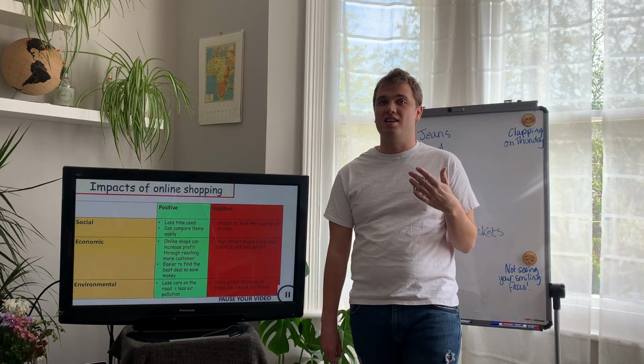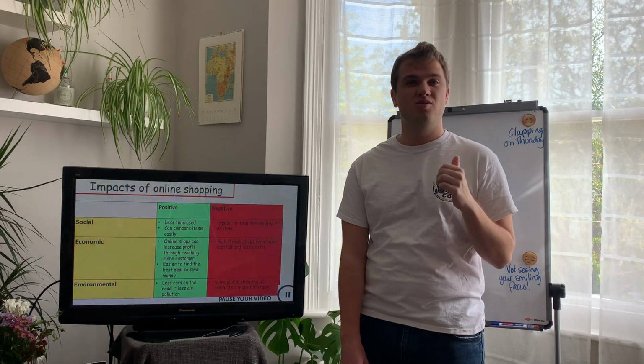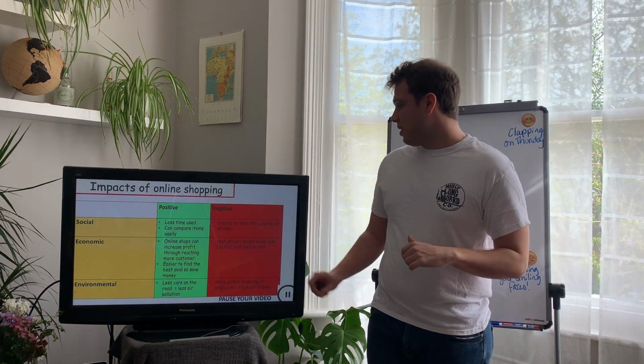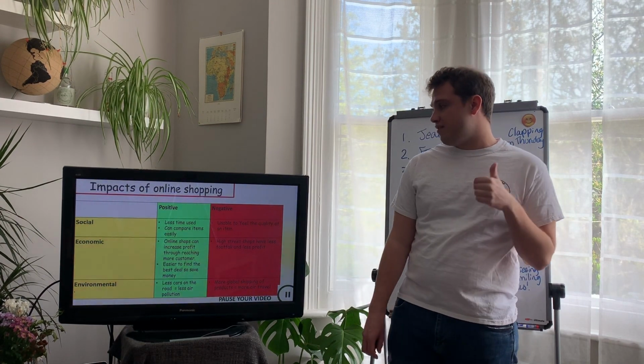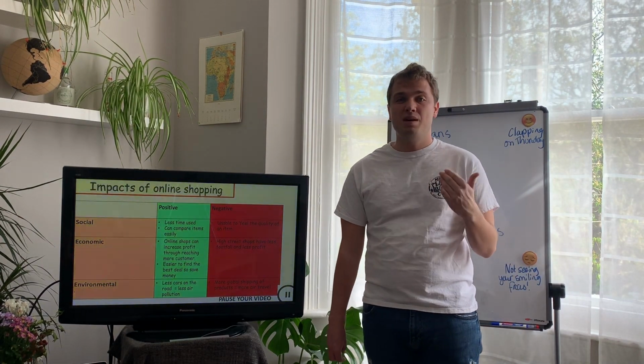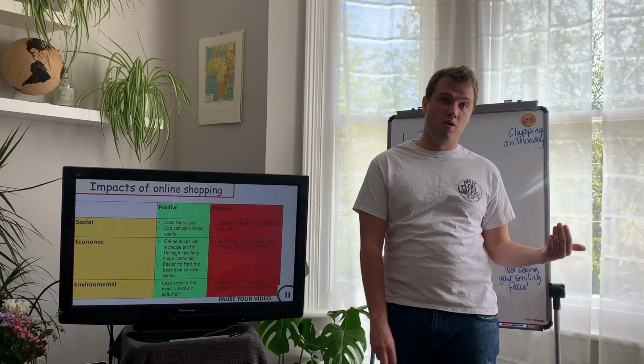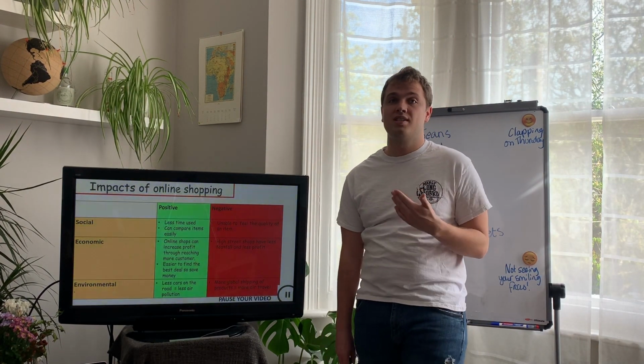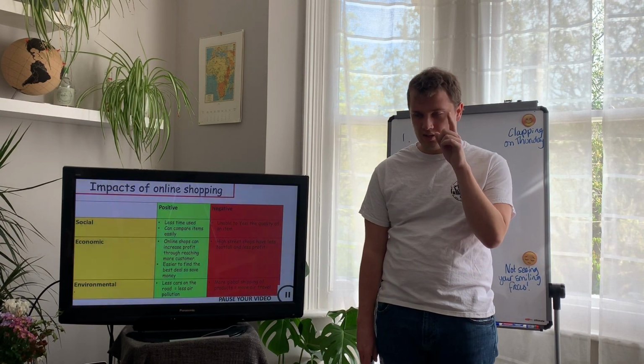That's why things like jeans, I always like to go buy in a shop, because you never know how they're going to fit. You never know the quality. Economic is high street shops have less footfall, so there's going to be less people on the high street if they can just buy it online, which means they're going to have less profit. So that's why we often have shops closing down in the high street, which is our next lesson.